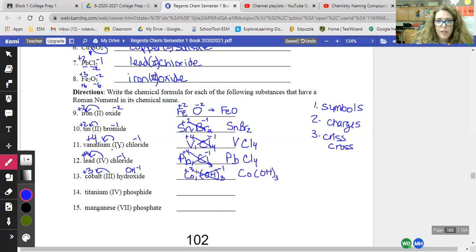Careful with cobalt, right? Make sure you're not capitalizing that O, because that changes everything, right? Paying attention to the details.